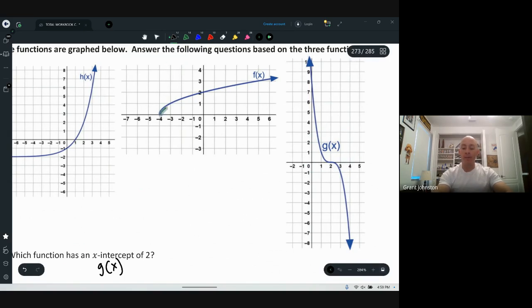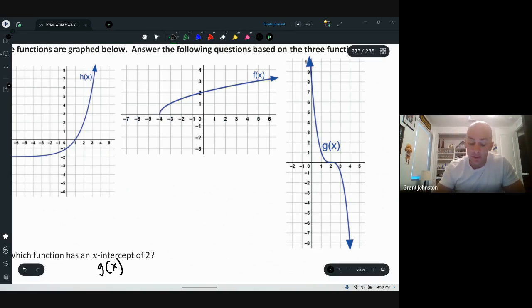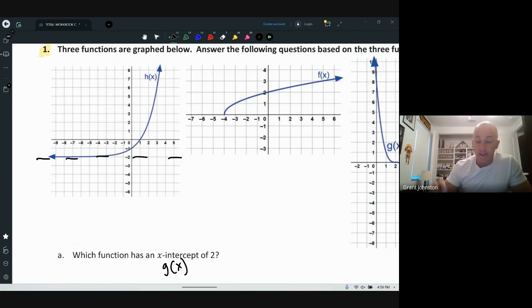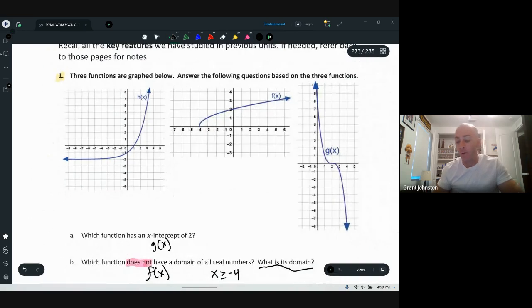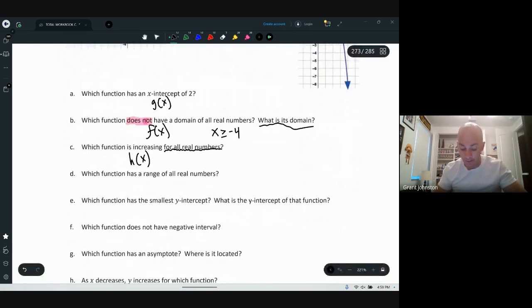Meanwhile, f of x doesn't. It never goes below the x-axis. Its range is not all real numbers. Even h of x has an asymptote here. It's never going to go below -2. So the only one that has a range of all real numbers, that goes forever in the positive infinity direction for y and goes forever in the negative infinity direction for y, is g of x.